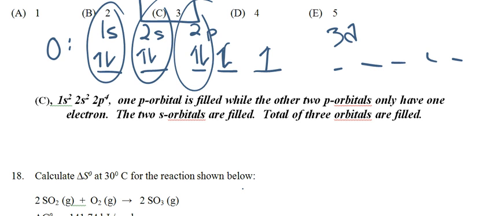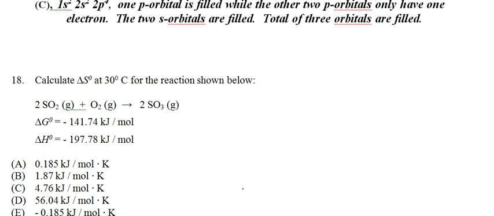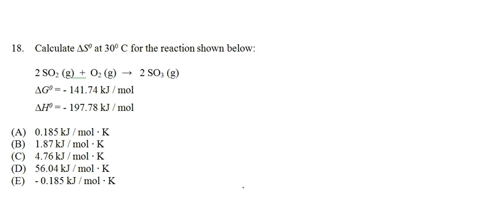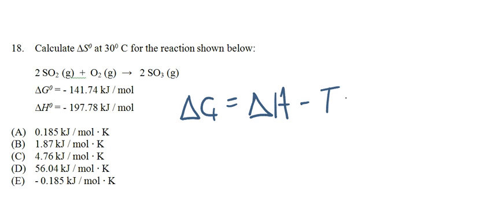18. Calculate the delta S at 30 degrees for the reaction shown below. All right, so we have a delta G value, we have a delta H value, and we have some really phenomenal numbers. Now, what you may start doing is this. You might start writing down and going, okay, well, this is the equation we're going to use. But that's all I want you to write. Here's what I want you to do.